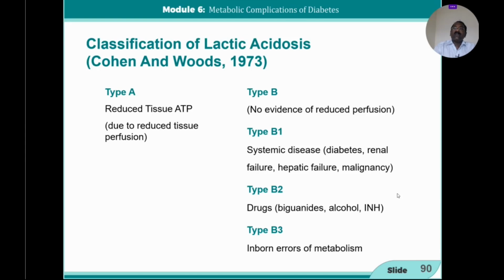So this is the classification of lactic acidosis. Type A: reduced tissue ATP due to reduced tissue perfusion. Type B: there is no evidence of reduced perfusion. B is divided into B1, B2 and B3. B1 is systemic disease like diabetes, renal failure, hepatic failure, etc. B2 is drug induced: metformin, alcohol or INH. And B3 is inborn errors of metabolism. So that is the division of lactic acidosis.